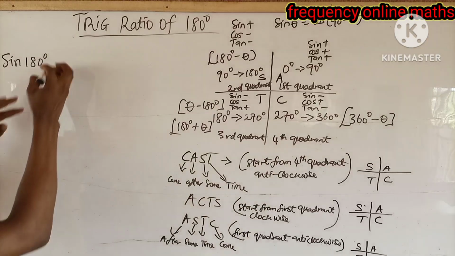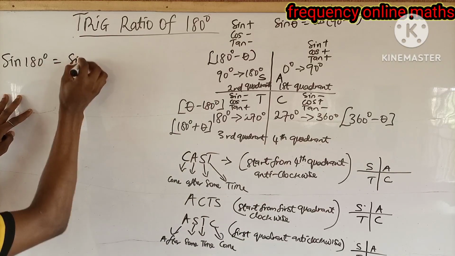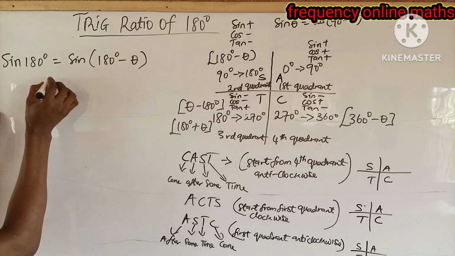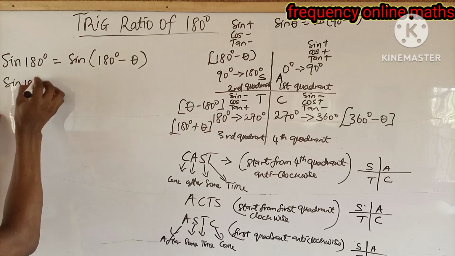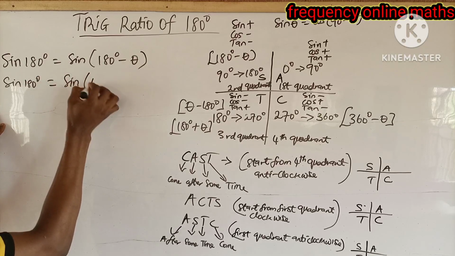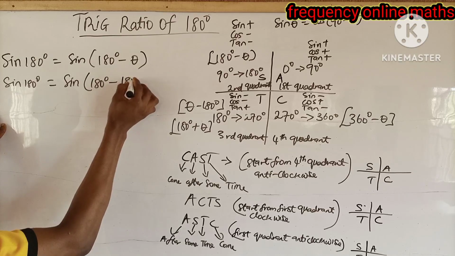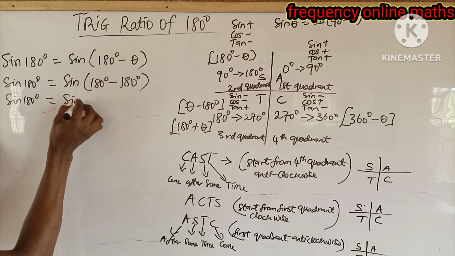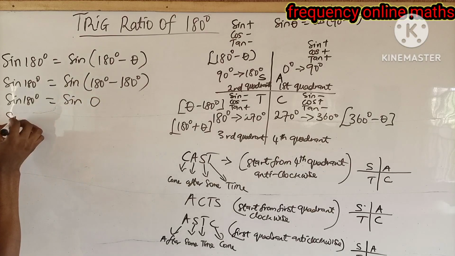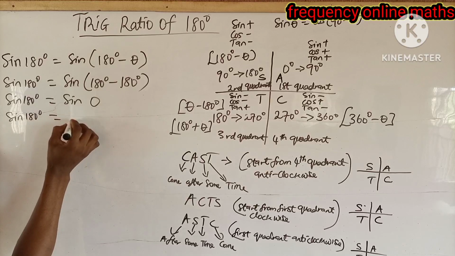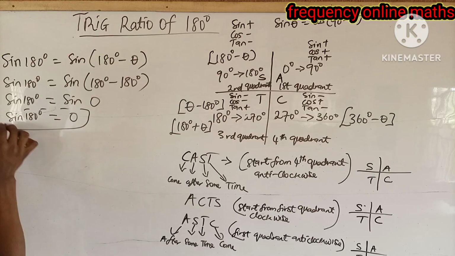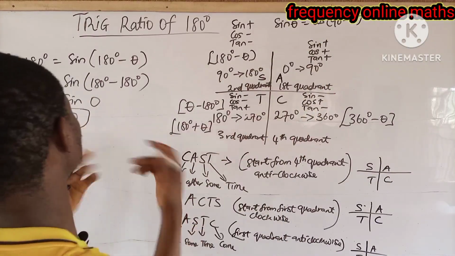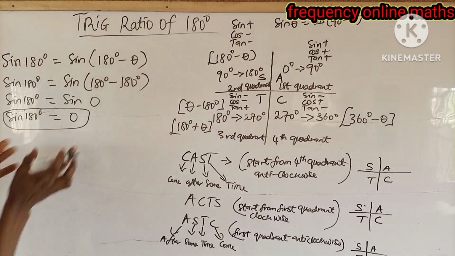We do here. So sin 180 degrees is equal to sin, using this formula, bracket 180 degrees minus theta. So sin 180 degrees is equal to sin bracket 180 degrees minus 180 degrees. 180 minus 180 is 0. Sin 180 degrees is equal to sin 0, which is 0. So this is our answer. You come to this place, sine is positive. So sine 180 degrees is 0.